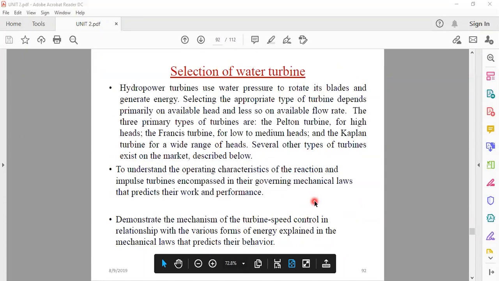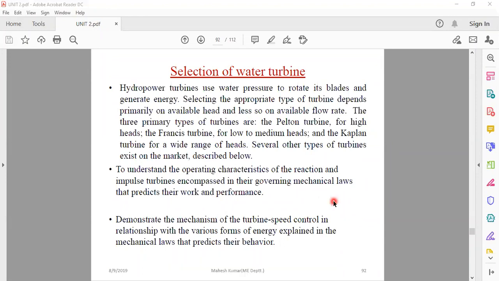Now, selection of Pelton wheel turbine. Hydraulic turbines use water pressure to rotate their blades and generate energy. Selecting the appropriate type of turbine depends primarily on available head and less so on available flow rate. The three primary types of turbine: Pelton turbine for high head, Francis for medium head, and Kaplan for low head. So for a wide range of heads, several other types of turbine exist on the market, described below.